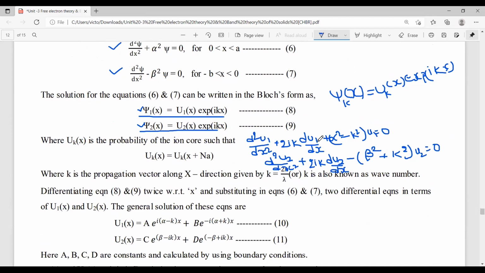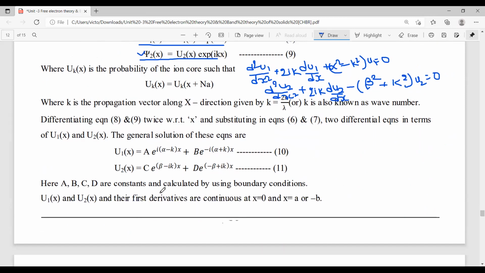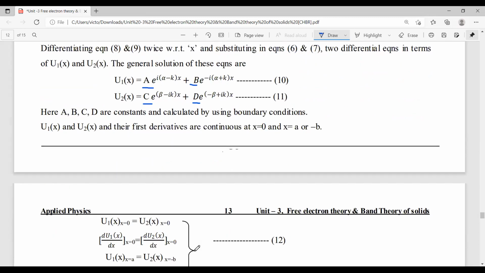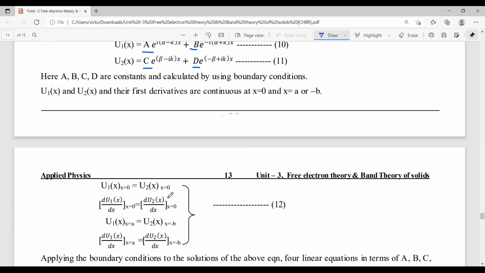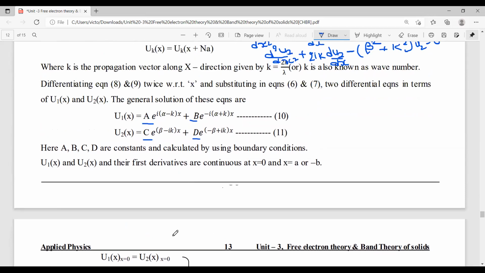Actually, by substituting the solution in this equation 6, again we have constants u1 and u2 here, and we have a second order differential equation also. So to calculate the solution of this equation, again we choose the solution in the form of equation 10 and 11. But still it has constants a, b, c, d. Now how to calculate the a, b, c, d values? For the calculation purpose, these are the conditions. By using these conditions, we can calculate the a, b, c, d values here.